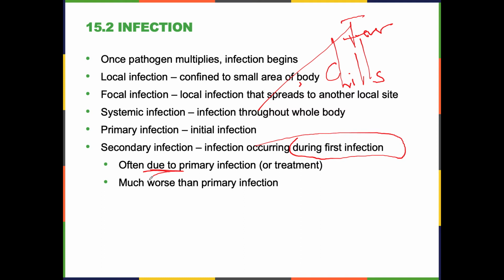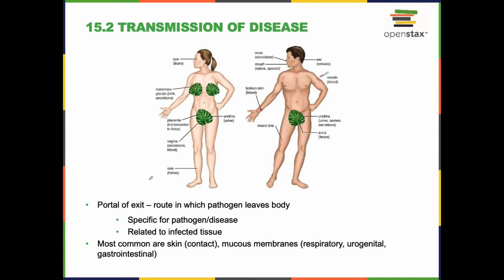All right, so it's at this stage now where our immune system is fighting our pathogen. It's trying to knock it out, trying to kill it, get rid of it. At some point, the pathogen needs to leave. We'll talk later about how things are transmitted, but the portal of exit is the opposite of the portal of entry. So the portal of exit is the route in which the pathogen leaves the body. It's going to be specific for each pathogen, just like the portal of entry, and it's going to be related to infected tissue.